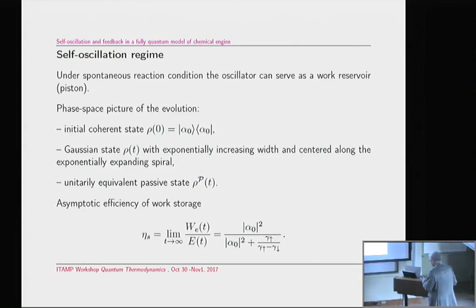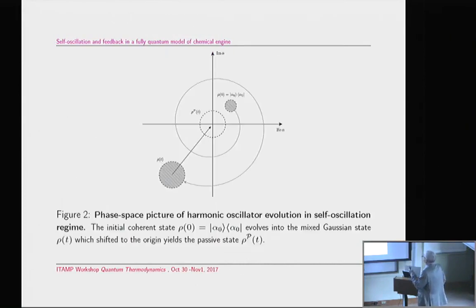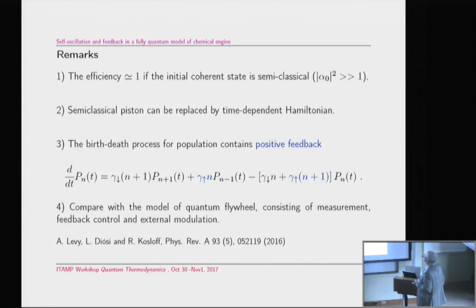So we need a condition for the self-oscillation regime that we are able to somehow initialize this piston in an initial coherent state, which is somehow semi-classical, in the rather weak sense. Okay, so this is the efficiency. If this piston works really in a semi-classical regime, so this initial amplitude is large enough, it can be replaced by a time-dependent Hamiltonian. So this is how we can go from this self-consistent fully quantum model to the model with classical periodic modulation.